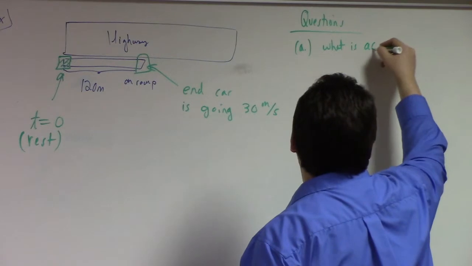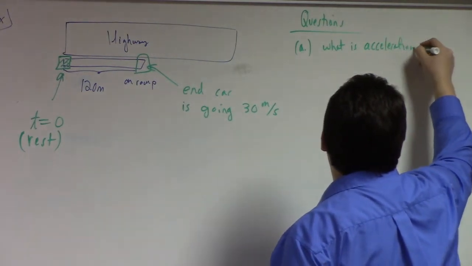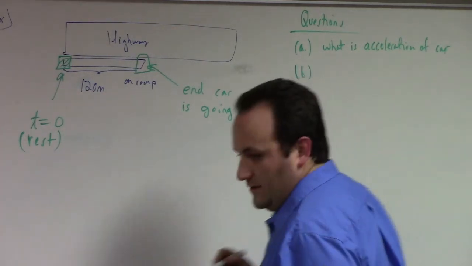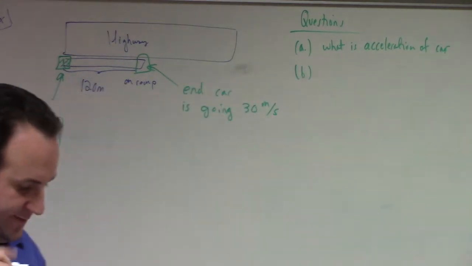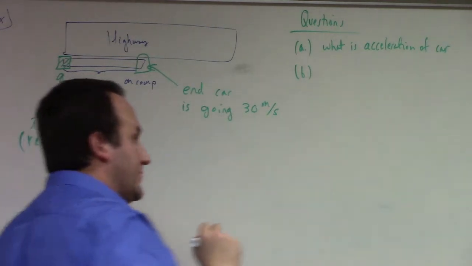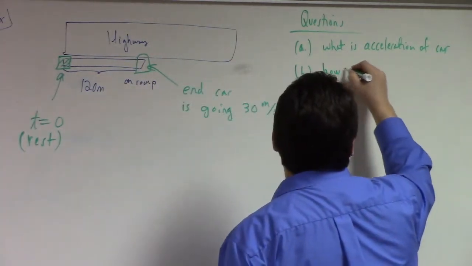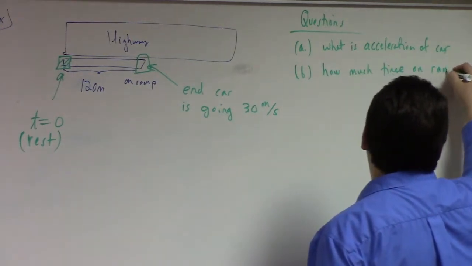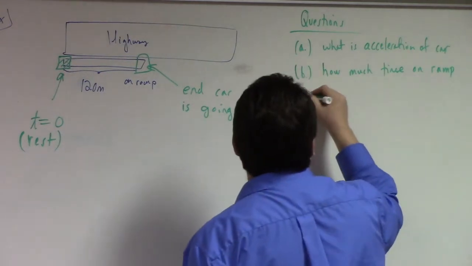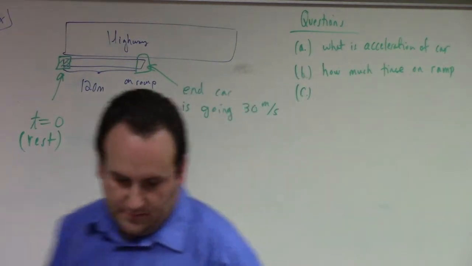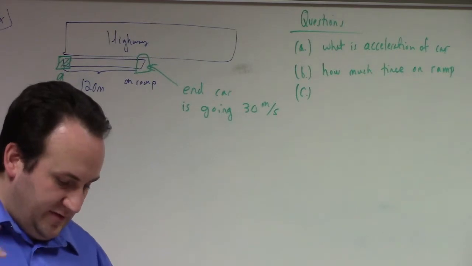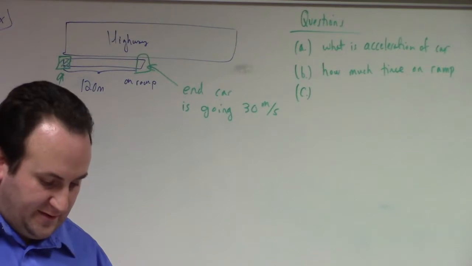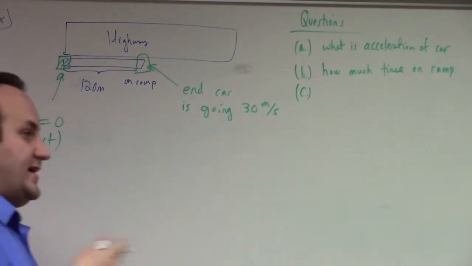What is the acceleration of the car? What's part B? How much time did it take for the car to travel the length of the ramp? Then part C is a question about the traffic flow. If the traffic on the freeway was also moving at 30 meters per second the whole time, how far did the traffic travel while you were speeding up along the ramp?